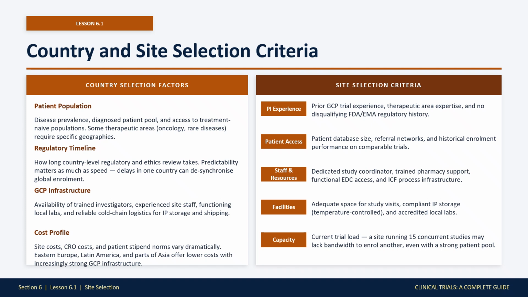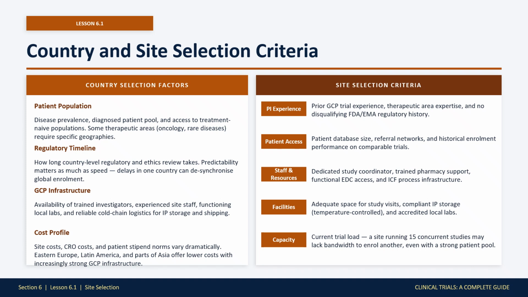Regulatory timeline. How long does country-level review take, and how predictable is that timeline? A country with a fast average but high variance can be as problematic as a slow one. GCP infrastructure. Are there trained investigators and experienced site staff, functioning local laboratories, and reliable cold chain logistics? And cost profile. Site costs and patient stipend norms vary dramatically between regions.